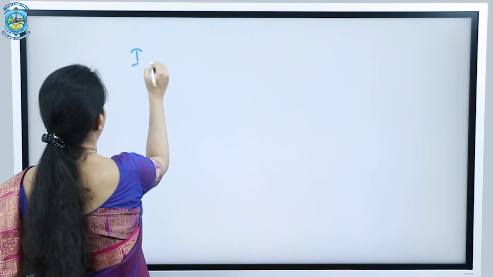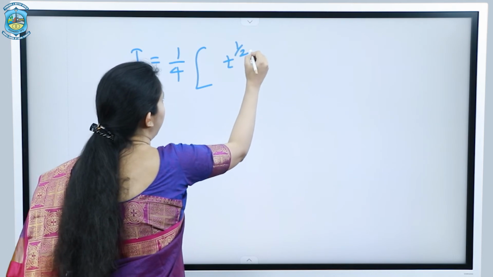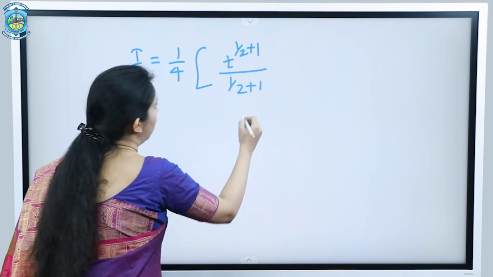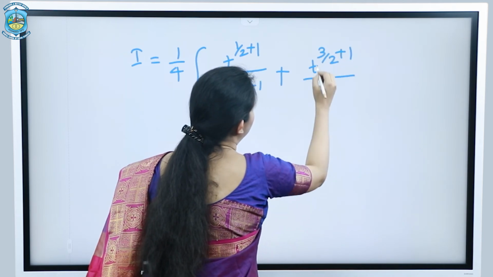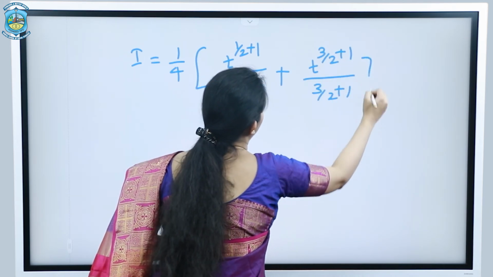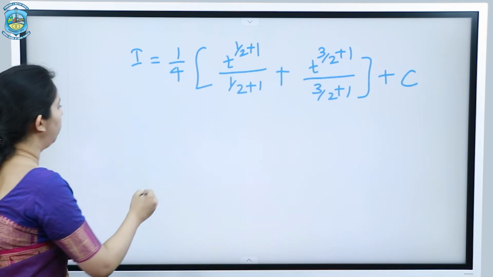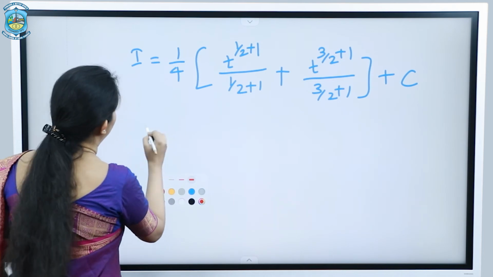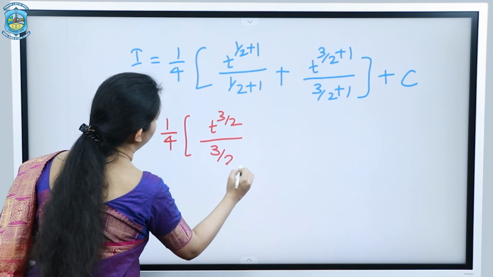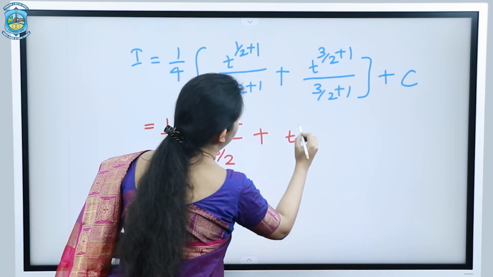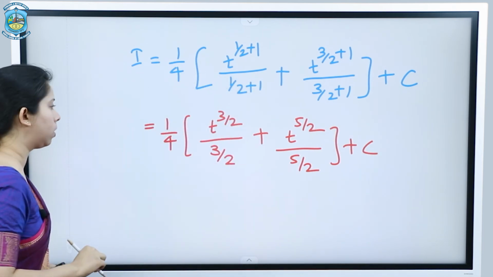So finally we will get I is equal to 1 by 4 times t raised to the power 1 by 2 plus 1 divided by 1 by 2 plus 1, plus the second term was t raised to the power 3 by 2. So by the power rule, it will become t raised to the power 3 by 2 plus 1 divided by 3 by 2. And since we are solving an indefinite integral, we will have to add the constant of integration. So taking the LCM of this, we will get t raised to the power 3 by 2 divided by 3 by 2, plus t raised to the power 5 by 2 divided by 5 by 2, plus c. So c is the constant of integration.